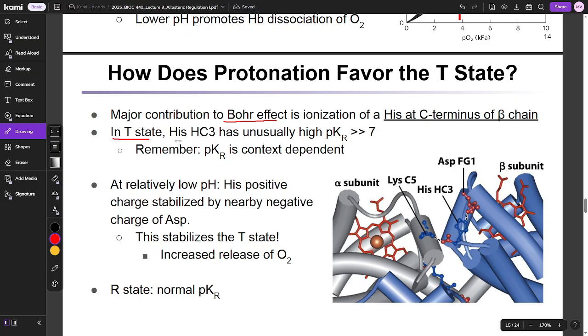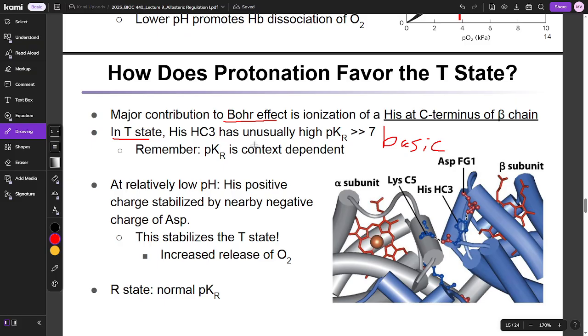In the T state, this histidine has a very high pKr, which means it's very basic. Remember, histidine is usually around 6, but this is greater than 7, which is very, very high. pKr is very context dependent. It depends on what's around it, what amino acids are around it, just like pKa, or acidity. More electronegative things will make things more acidic, and more electron donating things will make things more basic. So there's probably a lot of electron donating groups around this histidine, which makes it more basic, or something like that.